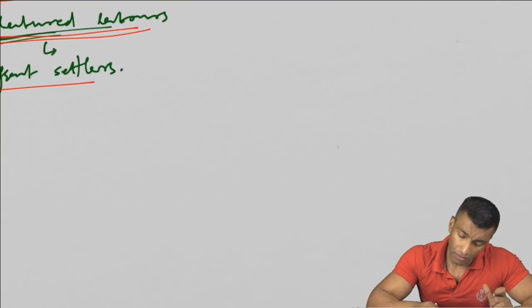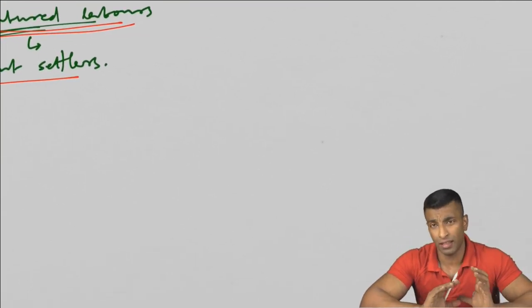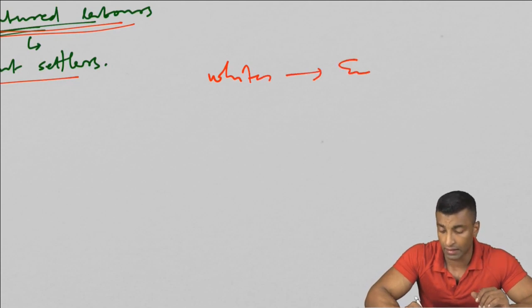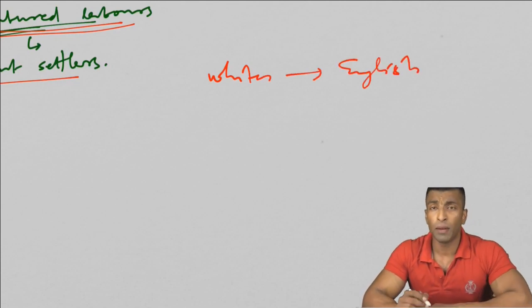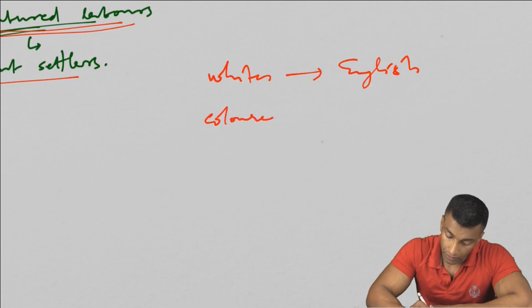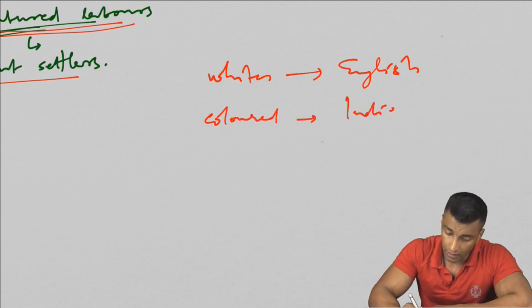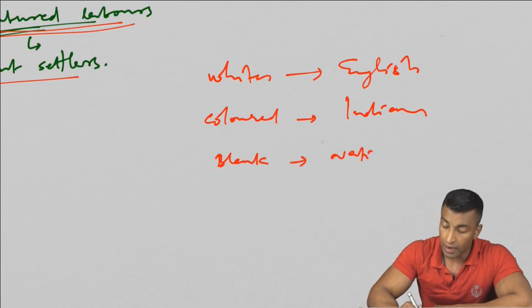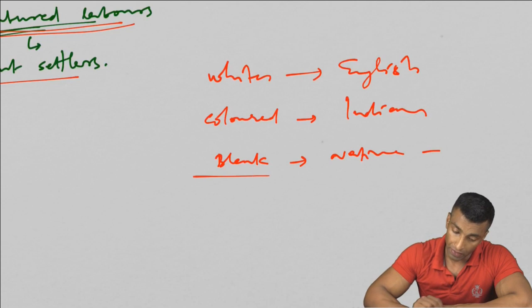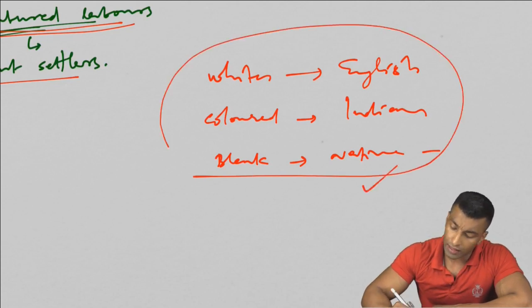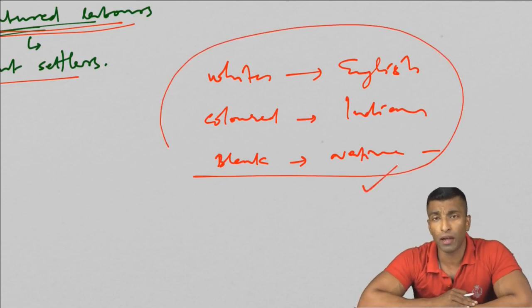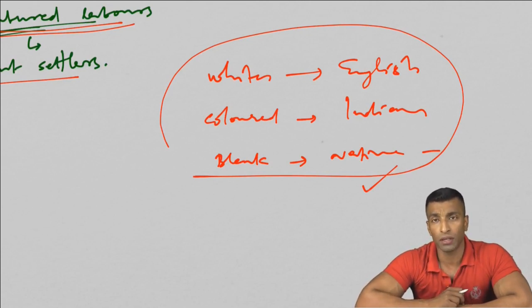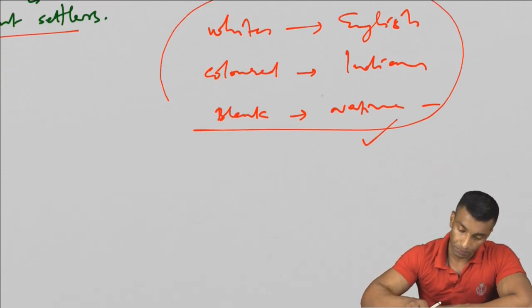Now, as I told you, racial discrimination was there everywhere. There are three types of people: whites, who are the English people; then coloured, who are the Indians; then the blacks, who are the native South Africans. Not only are the native South Africans facing this racial discrimination, Indians are also subject to racial discrimination. So Gandhi took up this issue.